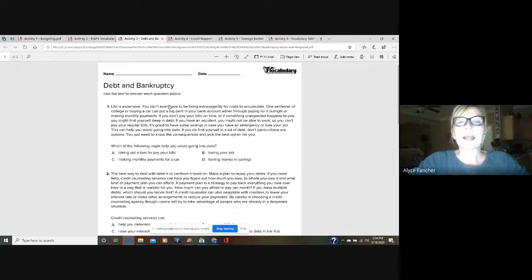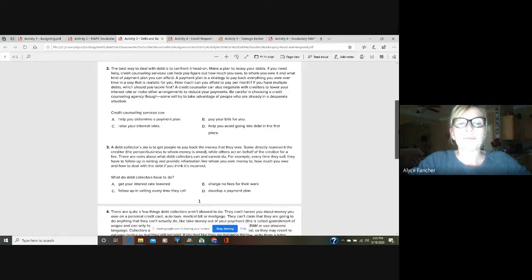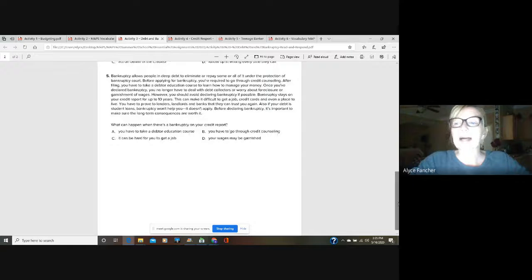Activity 3, again, you'll go back to a read and response where you will read small excerpts from each of these debt and bankruptcy informational pieces. And then you will answer your questions based on what you read up above. So for instance, number 1, you will read this paragraph, and then it says, which of the following might help you avoid going into debt? And based on what you read, what would be your best possible answer? And then you will answer a total of 5 questions based on each one of those excerpts that you have read. That is activity 3.